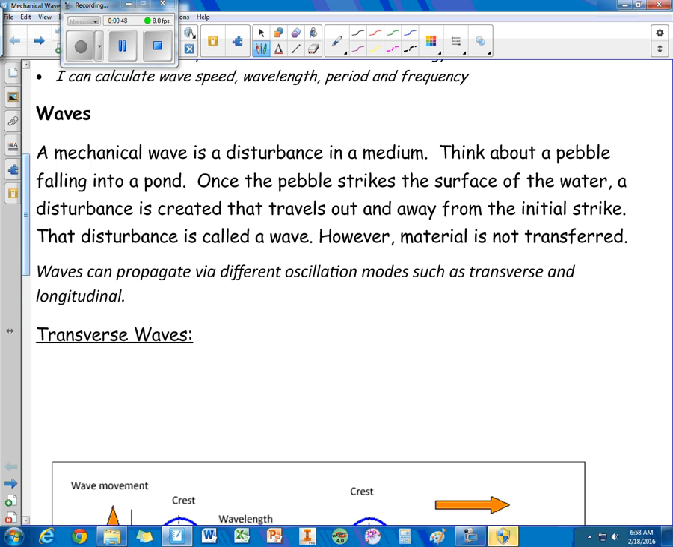All right, so getting started here. A mechanical wave is a disturbance in a medium. So, going back to your childhood, think about when you throw a pebble or something into a pond. It makes these ripples. Those ripples are waves. Now, as those waves travel out away from that initial strike, I want you to realize that the waves are moving, but the material or the medium is not. We can think of the water as just moving up and down, but it's not moving side to side.